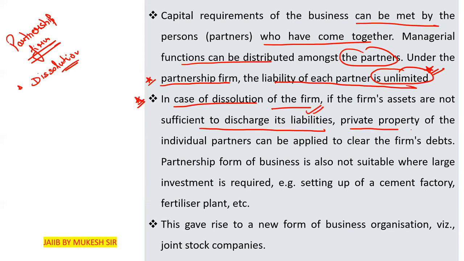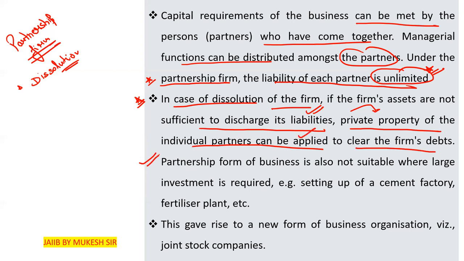Even in that case, the private property of the individual partners can be applied to clear the firm's debts, clear?